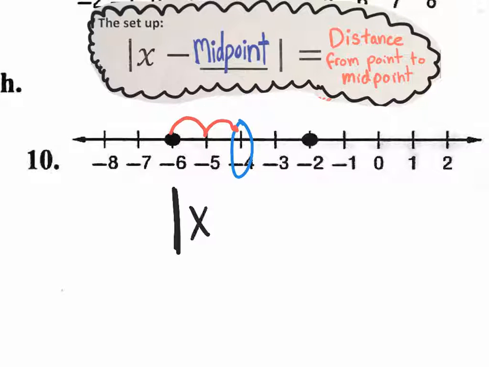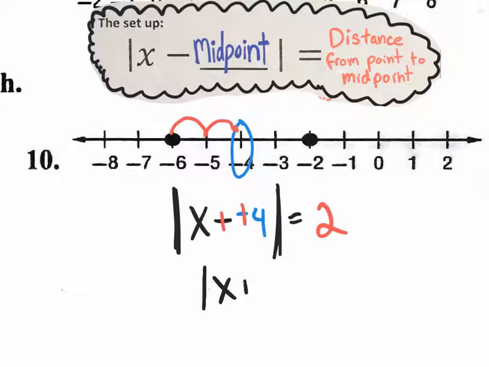The absolute value of x minus the midpoint, which we said is negative 4, equals the distance from negative 6 to negative 4. That's 2 units. Thank you. So you have to put the absolute value x minus, leave the blank spot, equals blank spot, and right here put the midpoint, which is negative 4. You need to put that negative, even though there's a minus sign, because a minus negative ends up changing to a plus positive. So the final equation should look like x plus 4 equals 2.